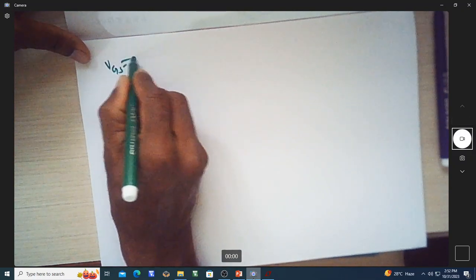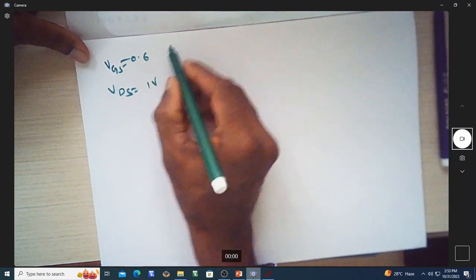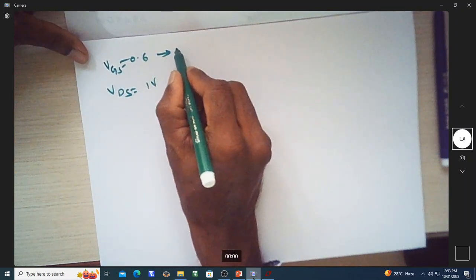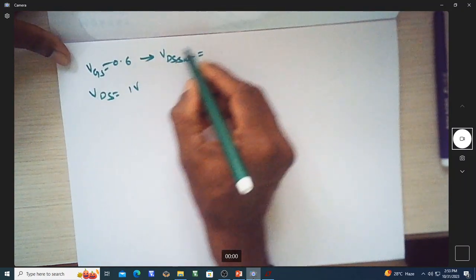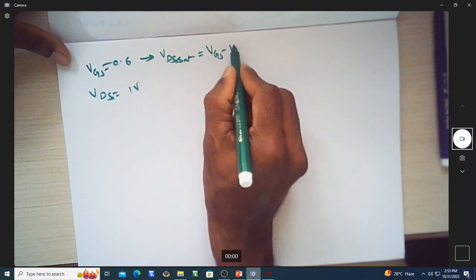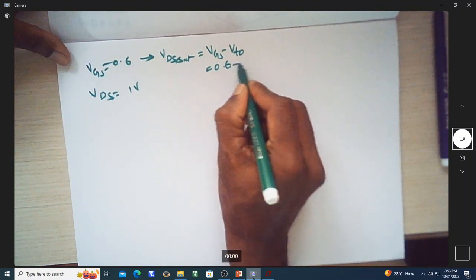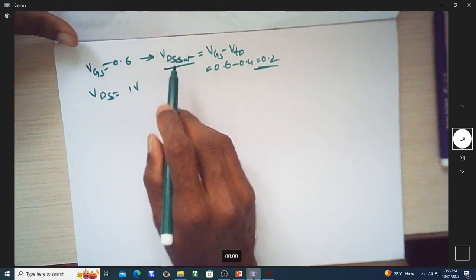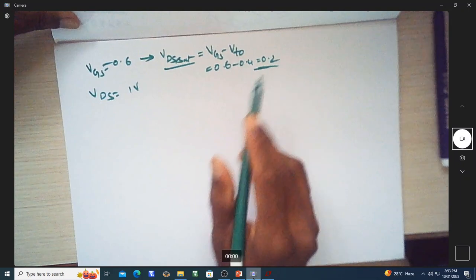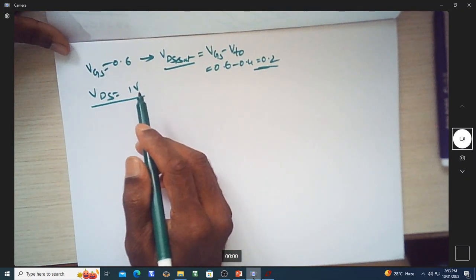Suppose VGS is 0.6 and VDS is 1 volt. For this, what will be VDS SAT? I know that it is VGS minus VTO. VTO is 0.4 here, so this is 0.6 minus 0.4, which is 0.2. So VDS SAT is 200 millivolts. But how much VDS do you actually have? You have 1 volt as the applied VDS.